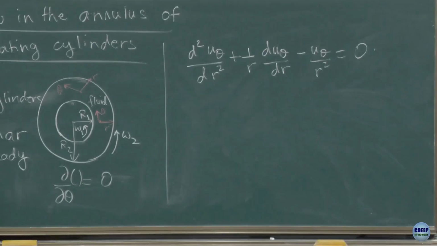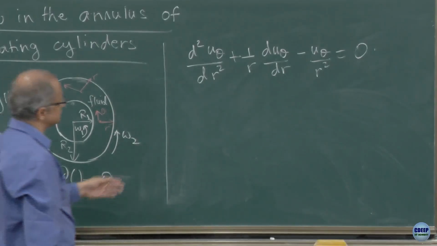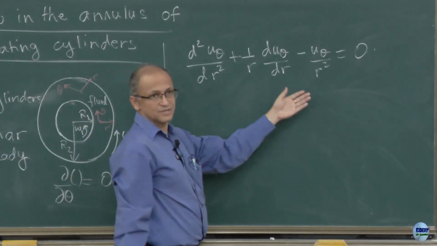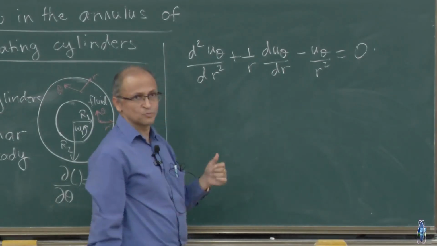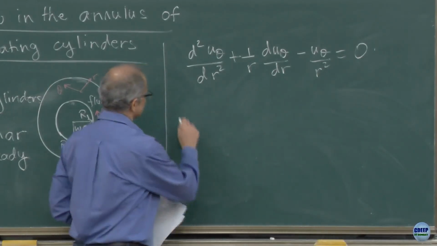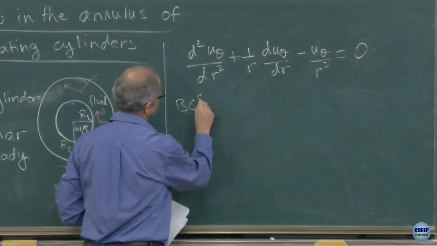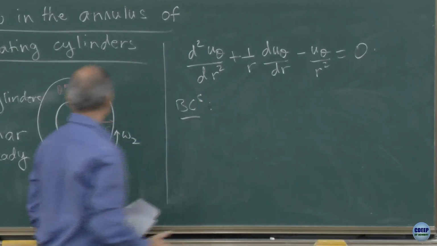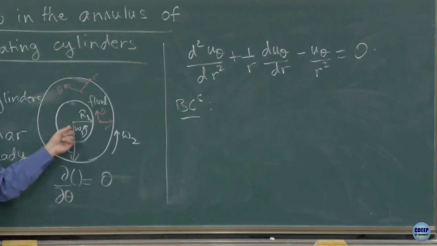Okay, and you can see this is a second order ODE. I need to prescribe two boundary conditions. So before even trying to solve it, let us write down the boundary conditions. What are the boundary conditions? You can look here.